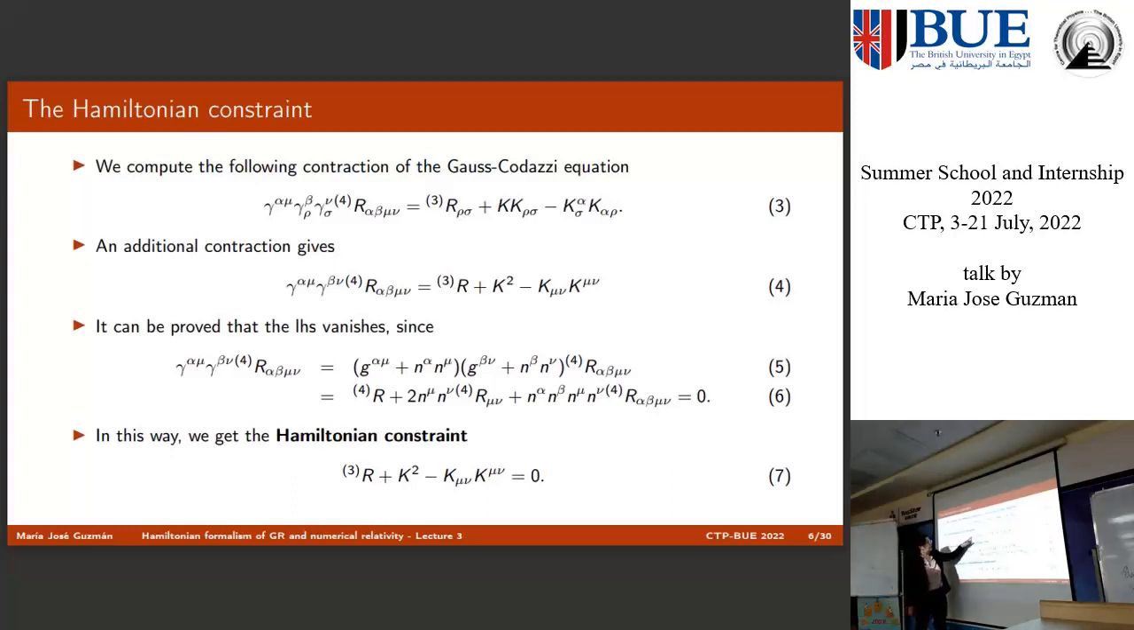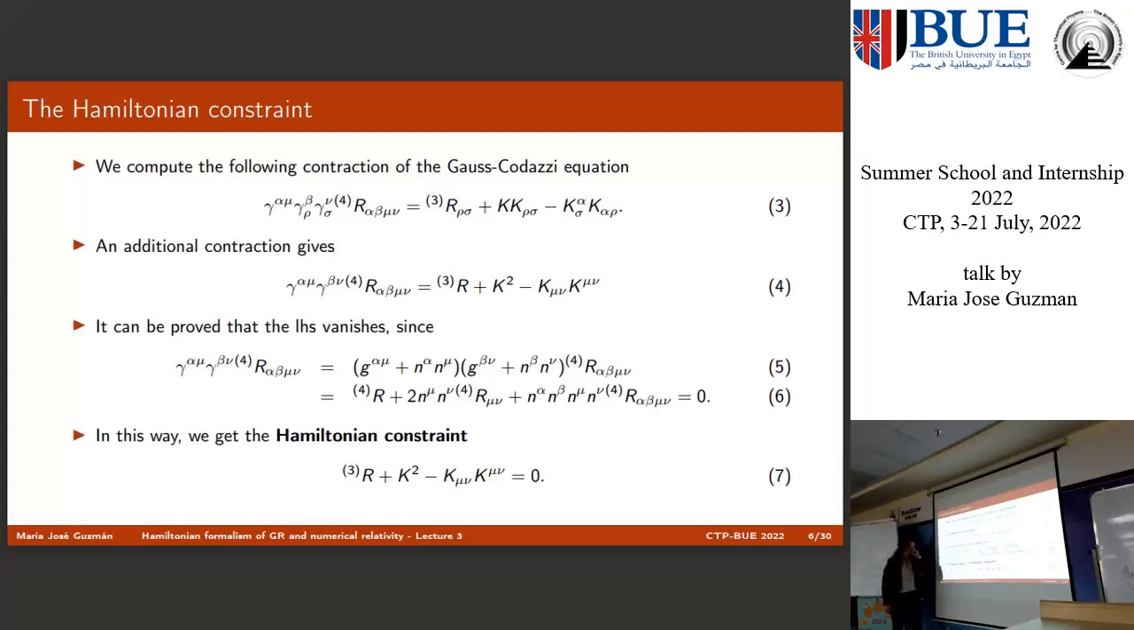This contraction of the projectors with this Riemann tensor vanishes, because you can prove it, like you can expand this projector in terms of the metric and the normal vector, metric, normal vector, and then using the symmetries of the Riemann tensor, you prove that it's zero. Therefore, just in 3 steps, I obtain from this Gauss-Codazzi equation a constraint. And this constraint is called the Hamiltonian constraint.